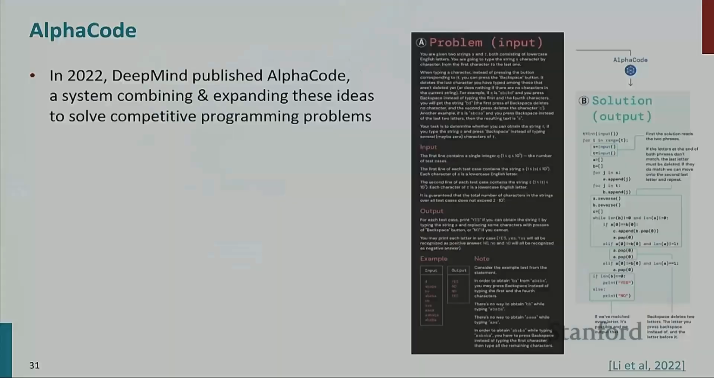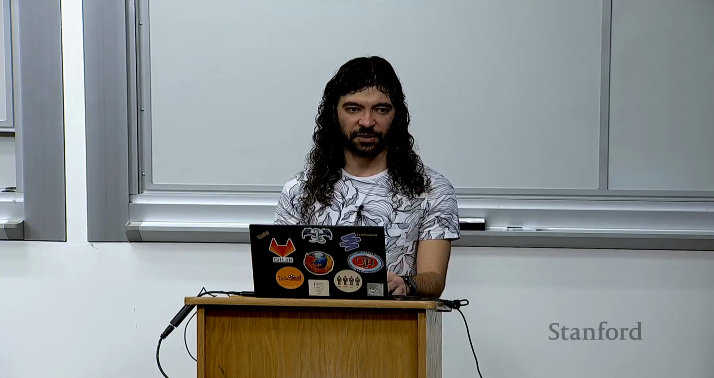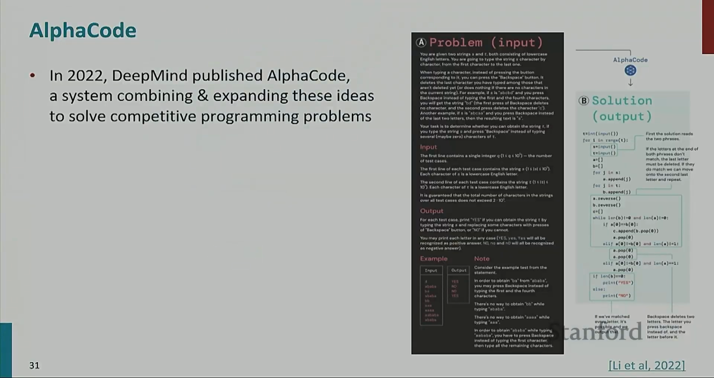DeepMind came up with AlphaCode, which was very talked about. I'm sure at least some of you have heard of it, which was basically a system that expanded on these ideas of training language models to generate code. And in this case, their target was to solve programming competition problems, which some of you might have heard about. These are competitions just like math competitions, but where the challenge is to come up with algorithms, then write code that solve a computational problem.